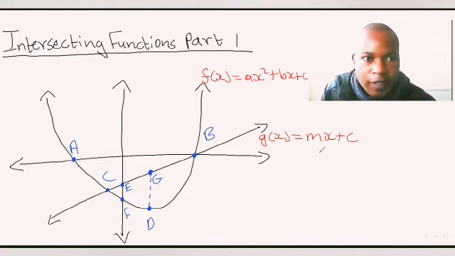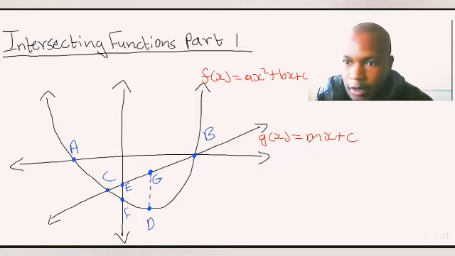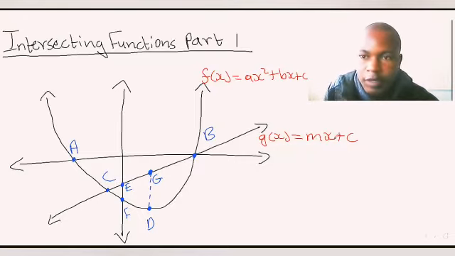So now, gents, I would like us to continue with functions. So now this would be intersecting functions, and this would be part one of three. So now, gents, the intersecting functions would be based off equal points. So now these would be points that each graph shares.